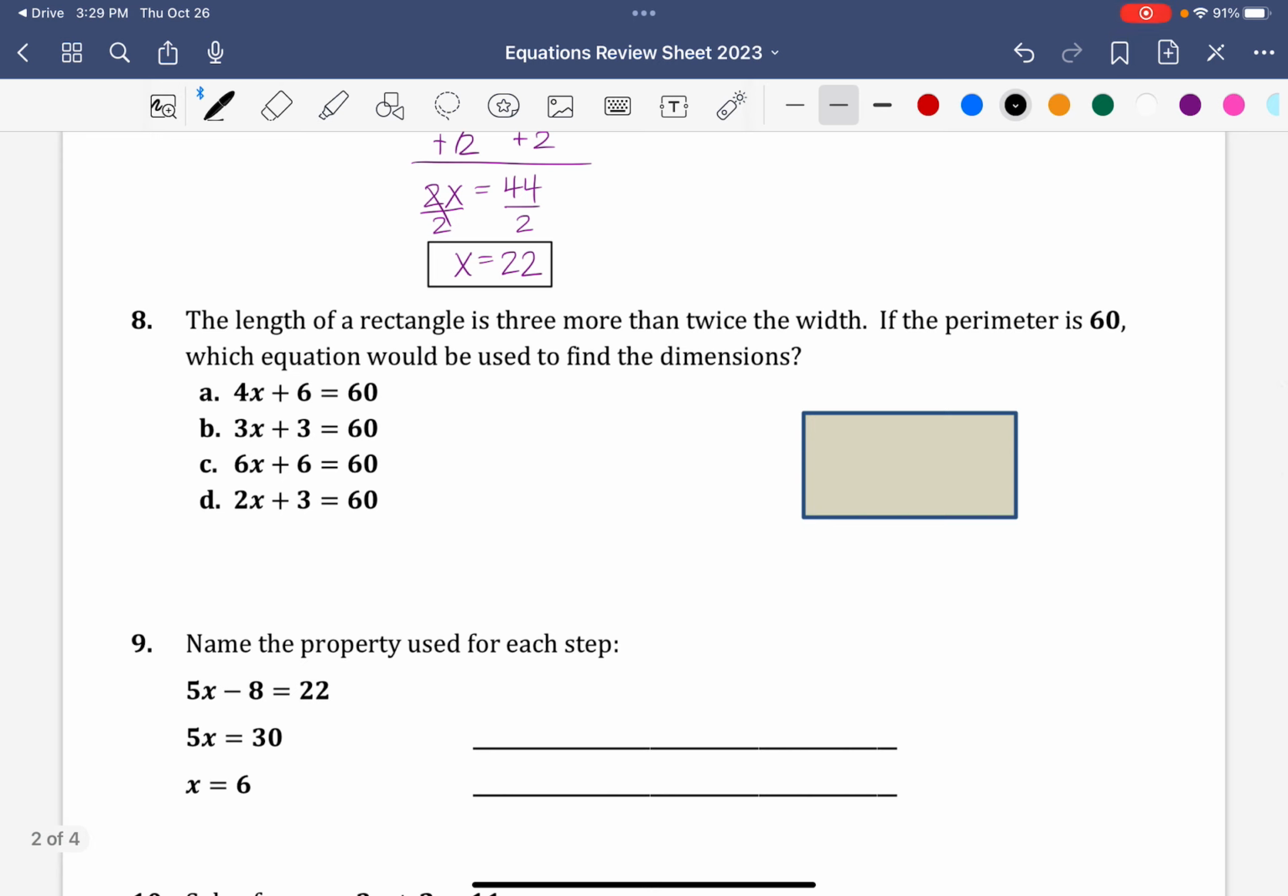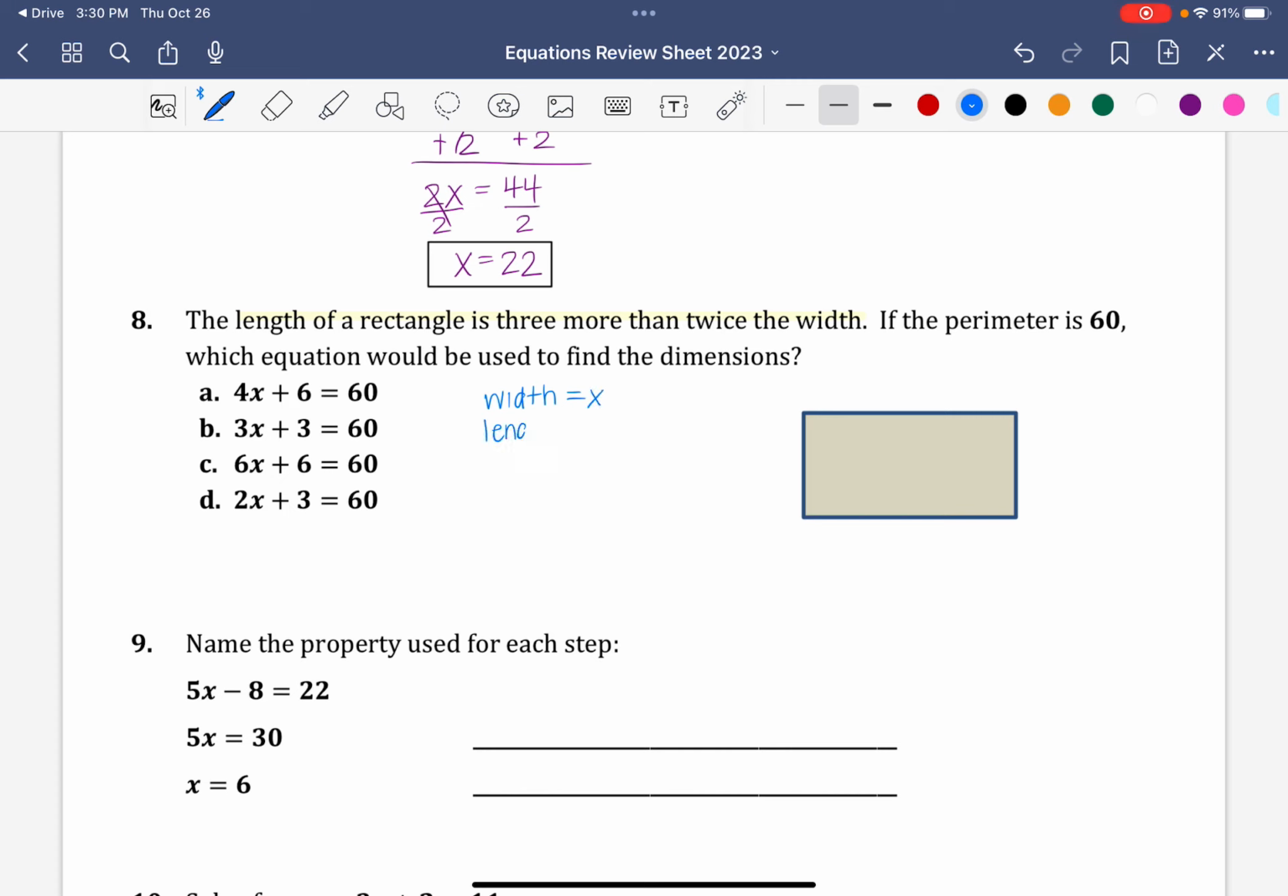Alright, let's look at number 8. So this is another word problem. The length of a rectangle is 3 more than twice the width. So they told me a little bit about the length. They have not mentioned anything about the width. So the width is going to be our x. We don't know it.